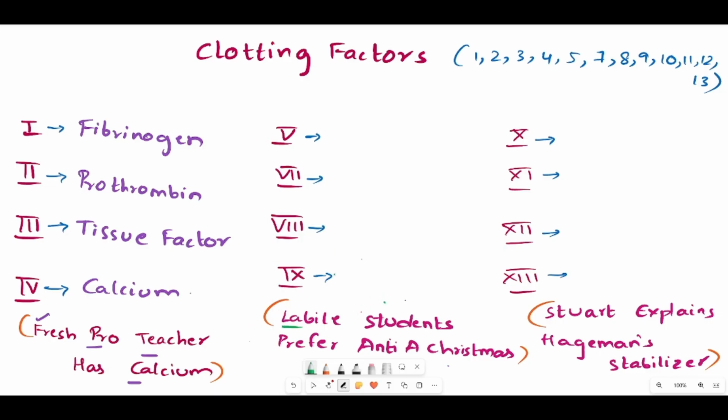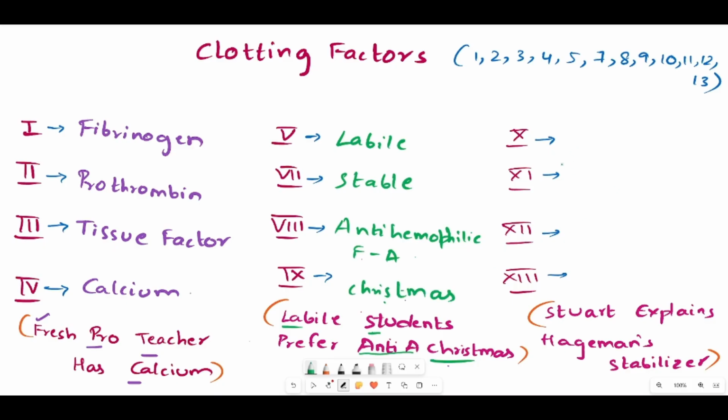Here labile means the fifth factor is called the labile factor. Then S means stable, so the seventh factor is the stable factor. Then we have the eighth factor. Here you remember it as anti-A. The eighth factor is anti-hemophilic factor A. Now coming to the ninth factor, which is the Christmas factor.